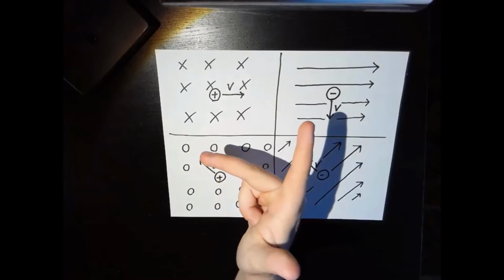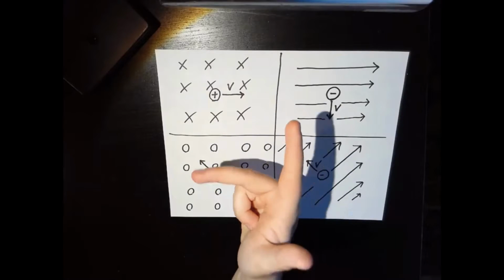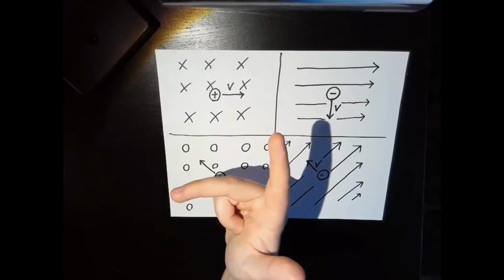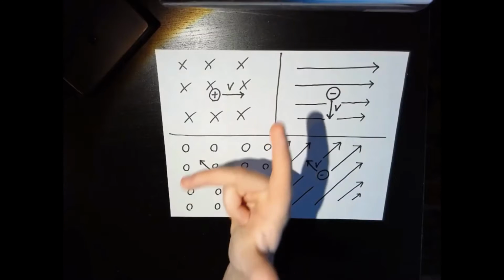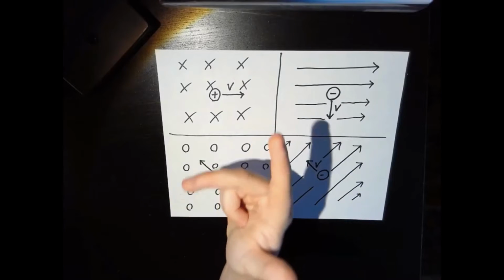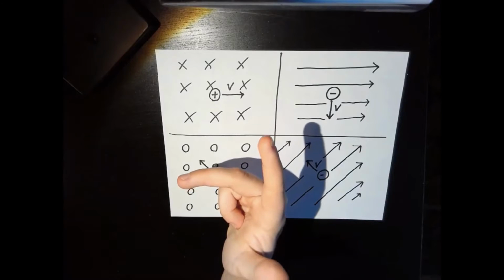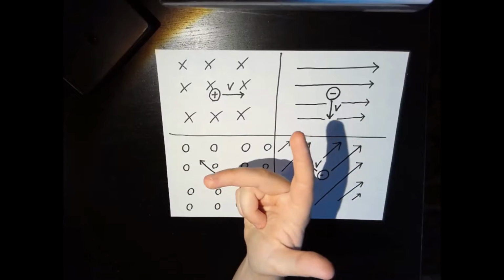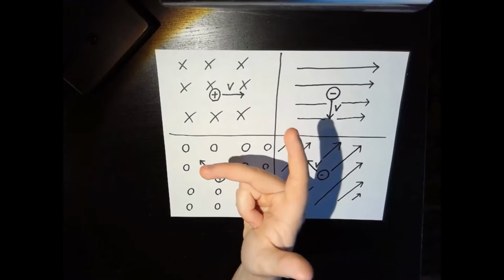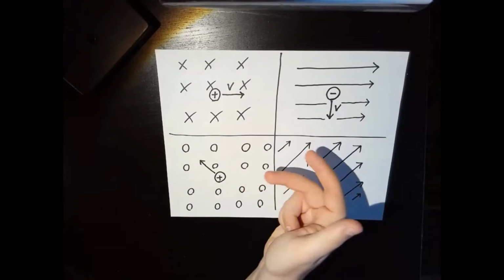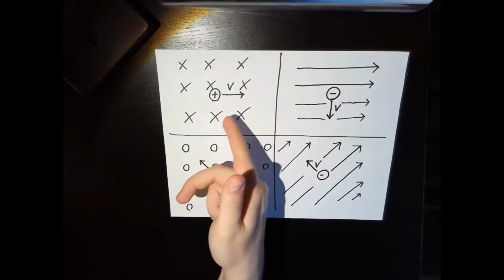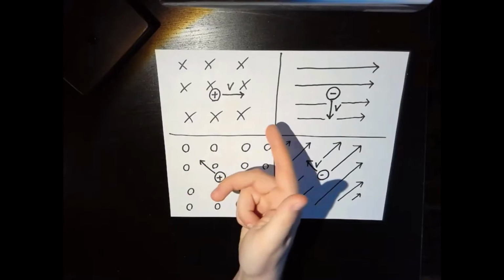So starting off here, I remember that my pointer finger points in the direction of the magnetic field. My thumb points in the direction of the velocity of a positive charge. That's going to be important in a little while. And my middle finger points in the direction of the force that's applied on the particle. So looking at this first one, I can see that the velocity is going to the right and the magnetic field is pointing straight down into the page.